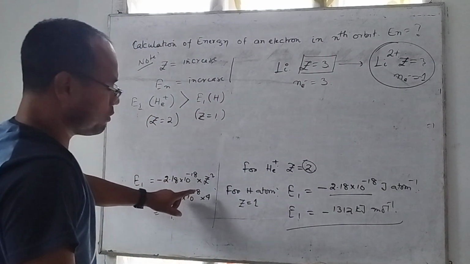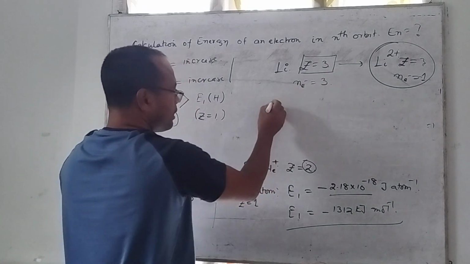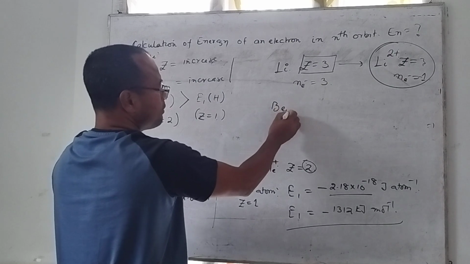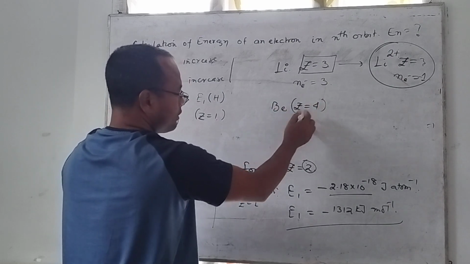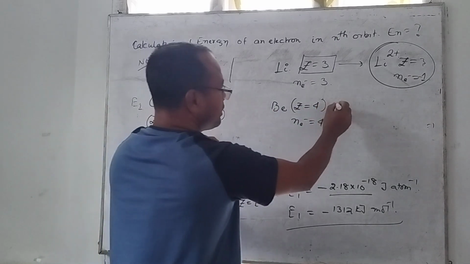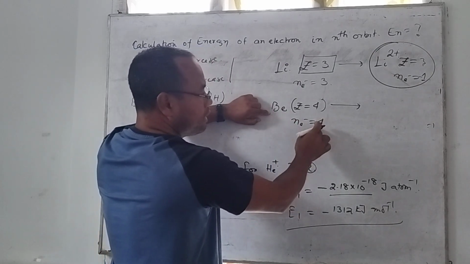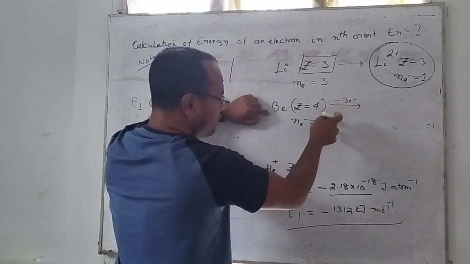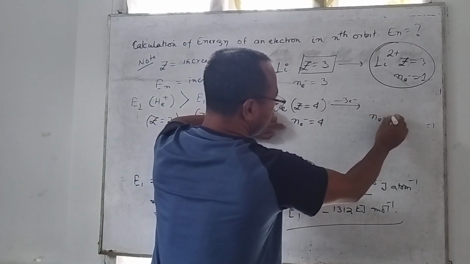So similarly we can use this here. Now, compared to another one, I just write beryllium. The atomic number is 4 and the number of electrons is 4. In order to find the 1-electron system from the beryllium atom, we remove 3 electrons from the beryllium atom. Now only 1 electron is present.